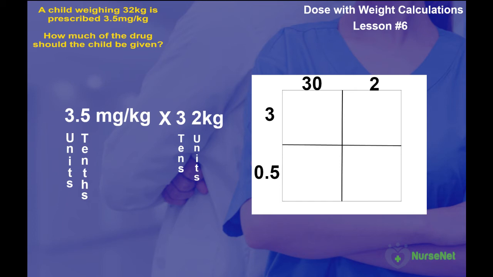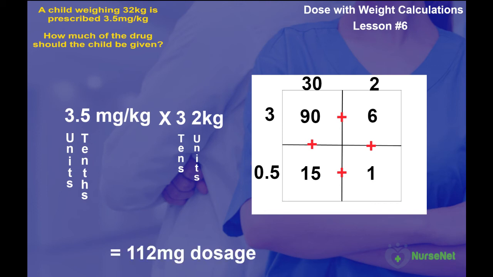So we have 3 multiplied by 30, giving us 90. 3 multiplied by 2, giving us 6. Now moving on to the decimals. We have 0.5 multiplied by 30, which gives us 15, and 0.5 multiplied by 2, which gives us 1. Now add them all together. 90 plus 6 plus 15 plus 1 equals 112 milligrams total dosage.